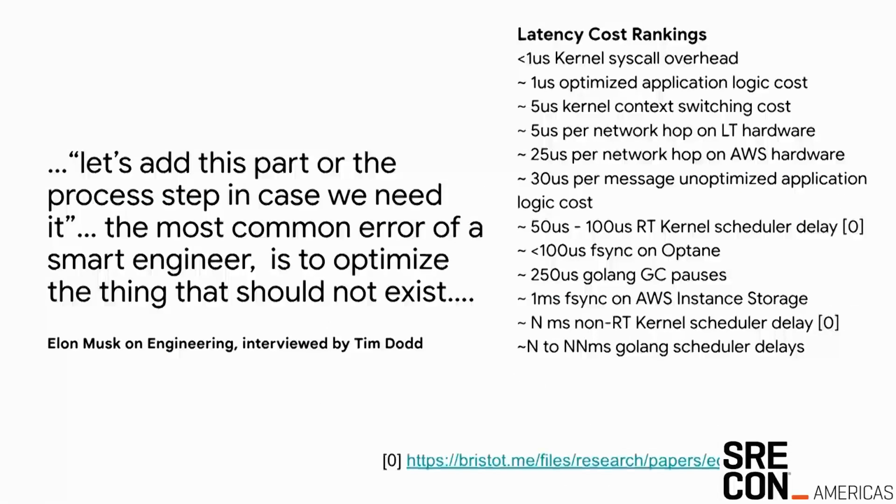So that leads to the conclusion of my presentation. Sorry about dragging on a little longer. But I think Elon Musk has a pretty famous quote saying that the big error of a smart engineer is to optimize something that should not exist in the first place.